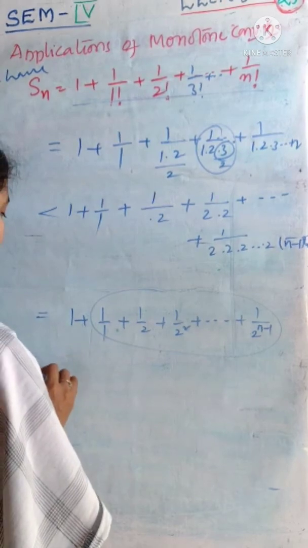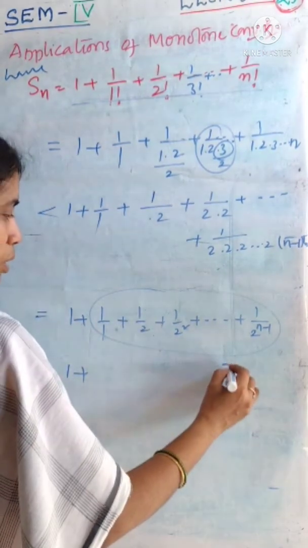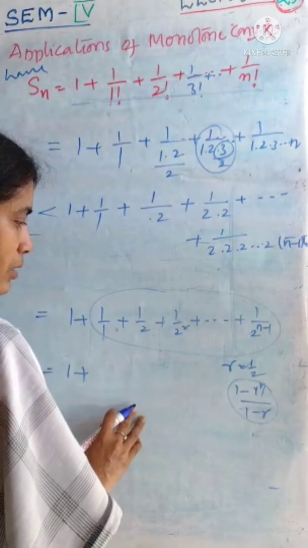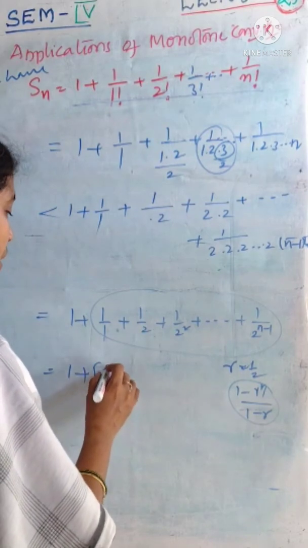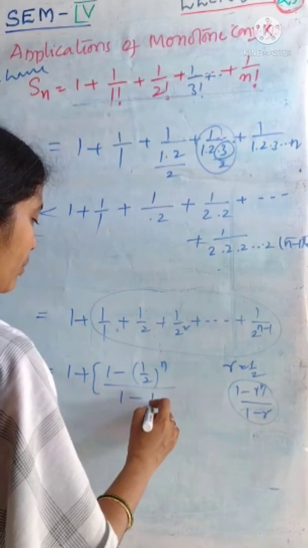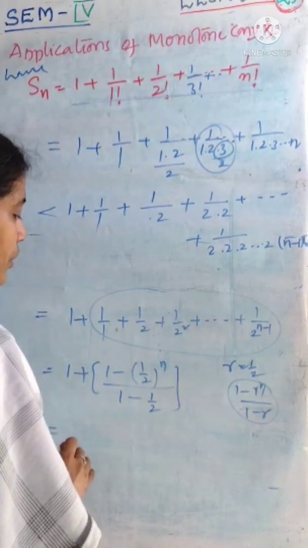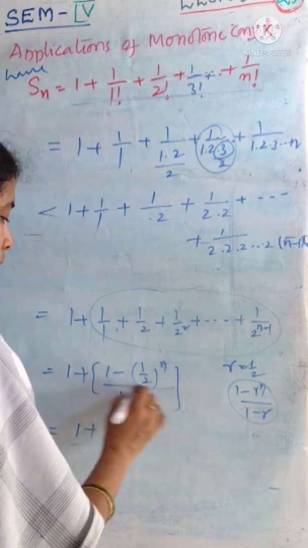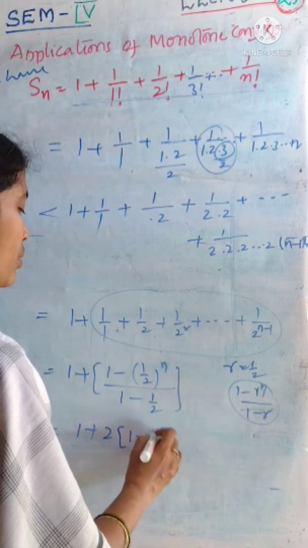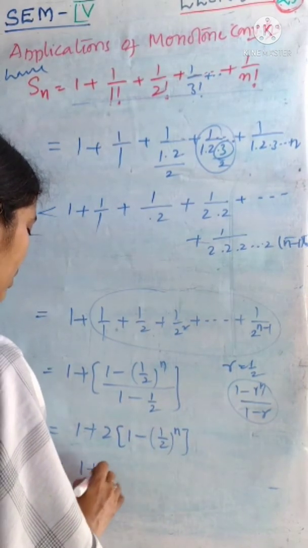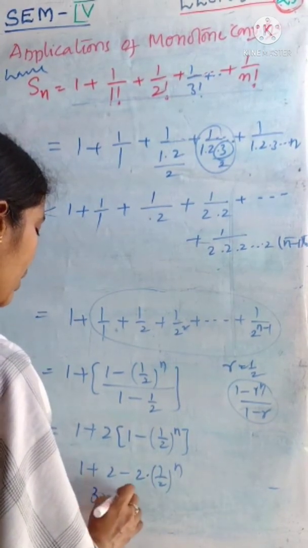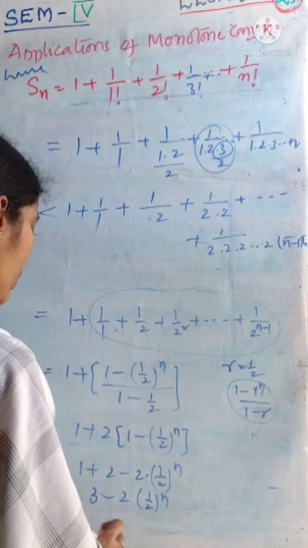Summation value, how can we write it? R value 1/2 if we take, the summation value is like this, 1 minus r power n by 1 minus r. Which is equal to 1 plus 1 minus half can be written as half. 1 by 1/2 is 2 into 1 minus 1/2 whole power n. This is equal to 1 plus 2 into 1 minus 1/2 whole power n. This can be written as 3 minus 2 into 1/2 whole power n.